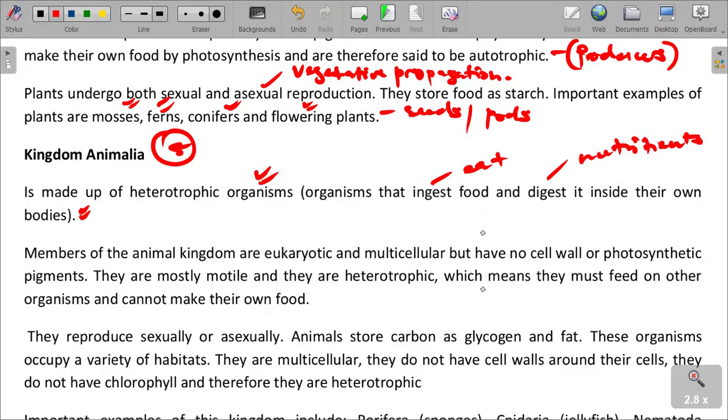So members of the animal kingdom are eukaryotic and multicellular, but have no cell walls. Remember, cell walls are only found in plants, only found in what? In plants. I'm sure that you remember when we talked about the animal and plant cell. A plant cell is the only one that has got what? A cell wall. And then they have got photosynthetic pigments.